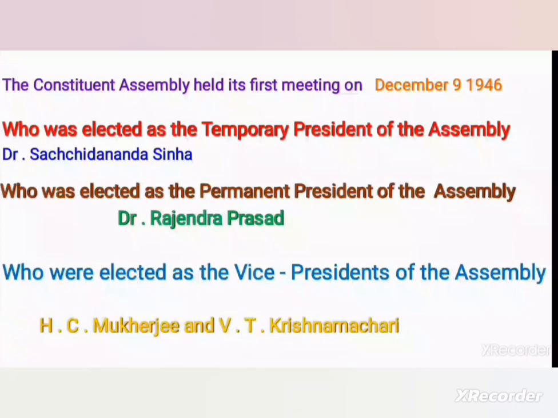First question. The Constituent Assembly held its first meeting on December 9th, 1946. Next question. Who was elected as the temporary president of the Assembly? Dr. Sachidananda Sinha. Who was elected as the permanent president of the Assembly? Dr. Rajendra Prasad. Who were elected as the vice presidents of the Assembly? H. C. Mukherjee and V. T. Krishnamachari.